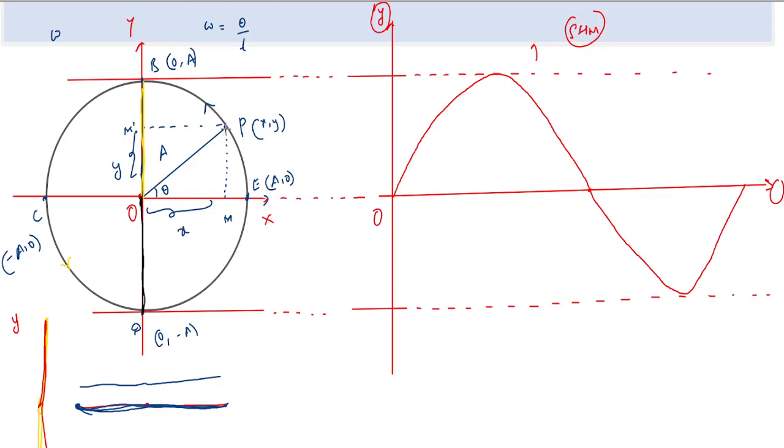For example, this corresponds to point P. We'll call it P dash. This corresponds to point B, we'll call it B dash. This corresponds to point C, we'll call it C dash. And this corresponds to point D, we'll call it D dash. Again, this corresponds to point E, we'll call it E dash. So in this case, its y projection would be a simple harmonic motion.